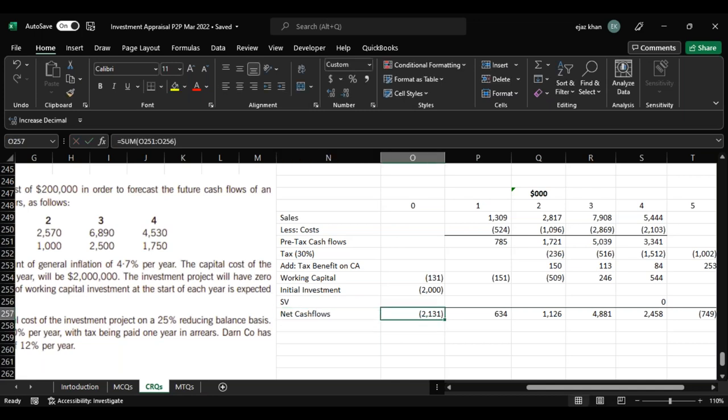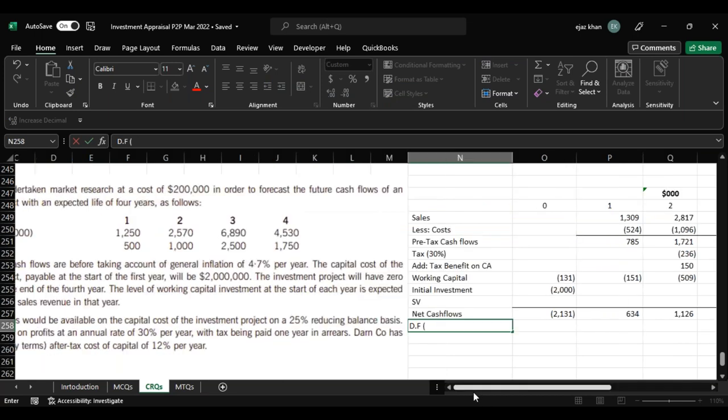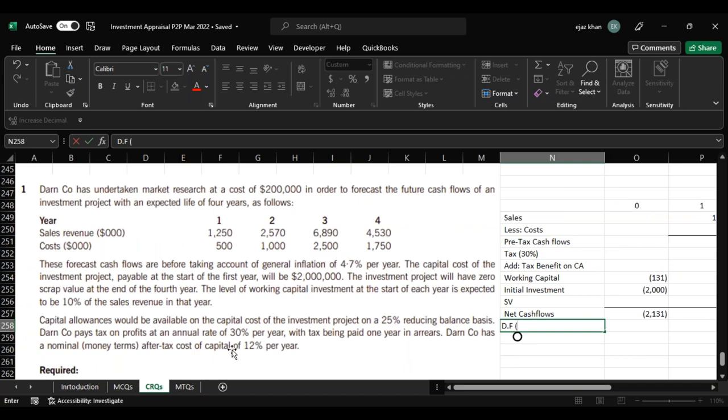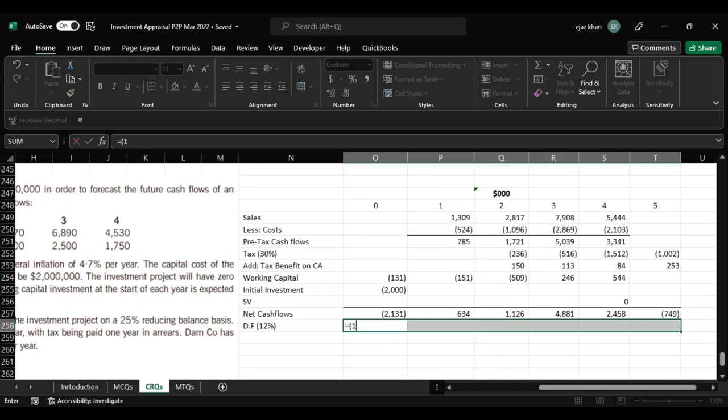And since we have inflated all the cash flows, all these cash flows are nominal cash flows, so we have to use nominal cost of capital for discount factors. And coincidentally, they have given us nominal cost of capital of 12%, so we don't have to do anything, just calculate all the discount factors using this rate, 1 plus 12% raised to the power minus 0, and so on.